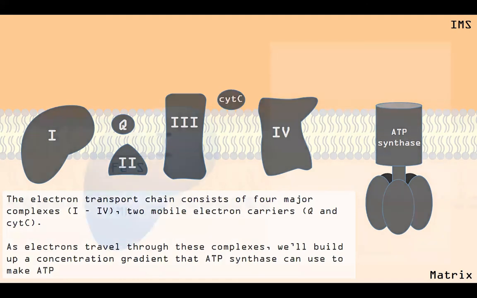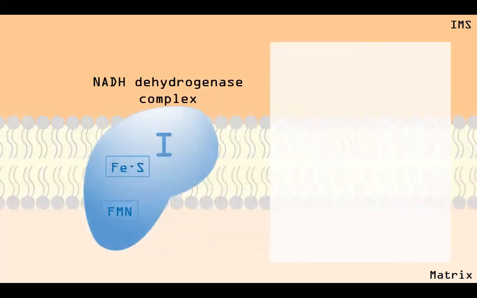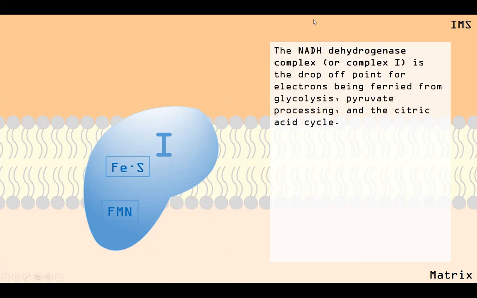So let's of course start at complex 1. Complex 1 is also referred to as NADH dehydrogenase. So probably you can guess what this is about to do. The NADH dehydrogenase complex, or alternatively complex 1, is the drop-off point for electrons being ferried from glycolysis, pyruvate processing, and the citric acid cycle, specifically in the form of NADH.